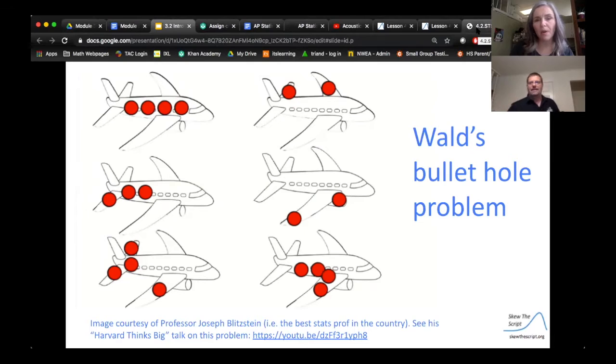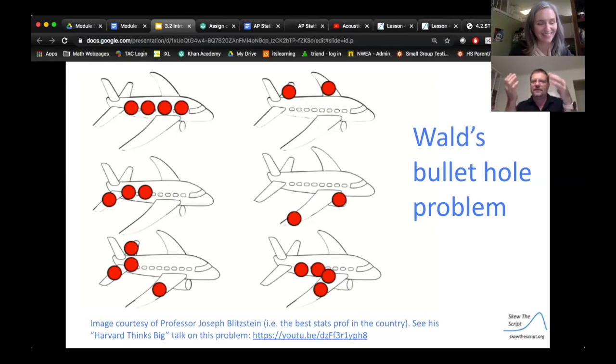So what's the population for this? All of the planes from World War II. Okay. So what's our sample? The ones that survived. That was the problem. Because what happens when a plane gets shot?